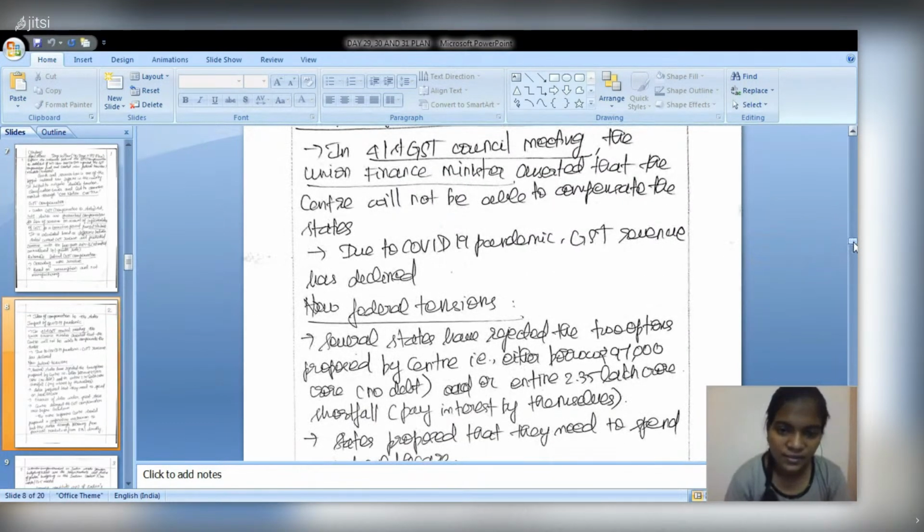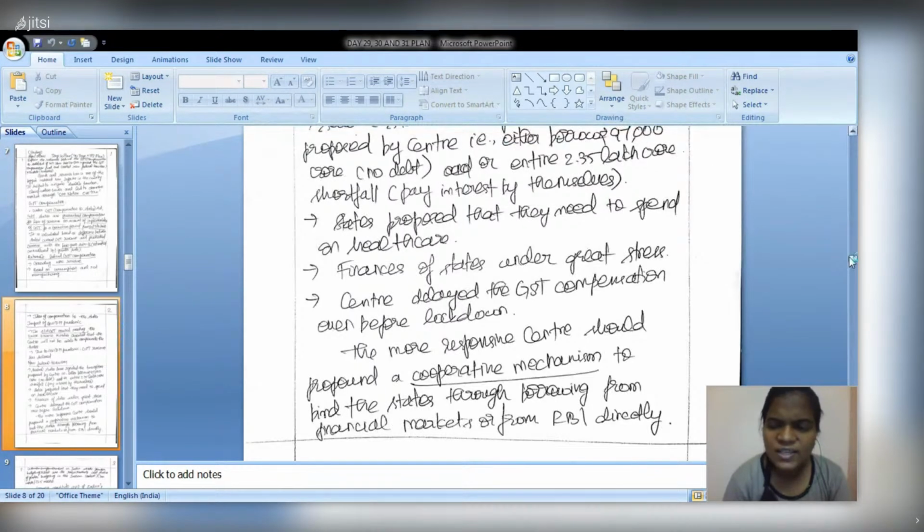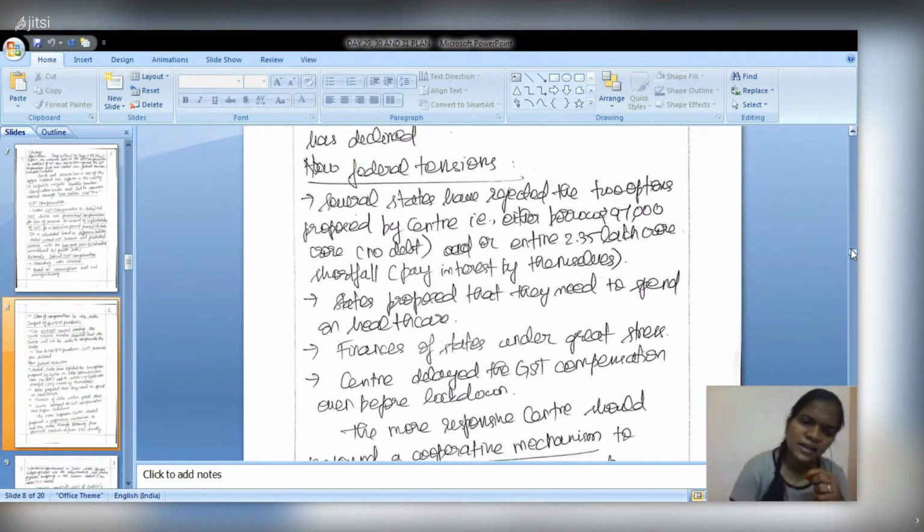Okay, during that time, what are all the new federal tensions that arose due to the impact of COVID-19 on GST compensation? States were giving their opinion that even before the pandemic, that is during August to September 2019, the Centre had delayed their compensation fund to the states. That was one of the priority answers given by the states. Even before the lockdown, the Centre had delayed the compensation fund. So this is not only due to the COVID-19 pandemic; the Centre did it even before the strict lockdown.